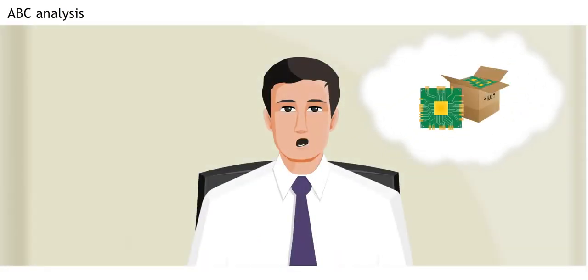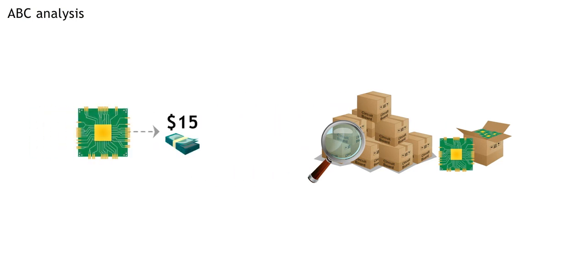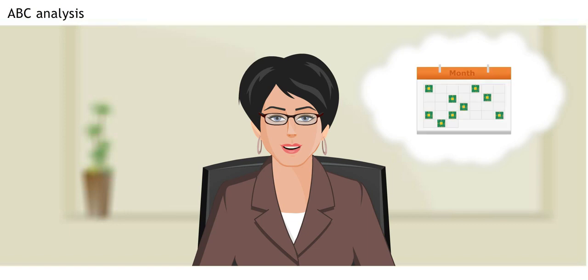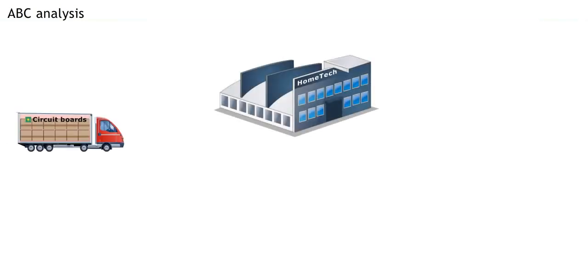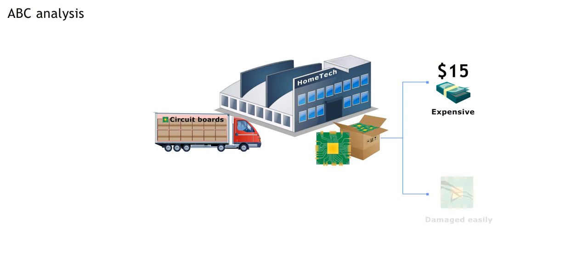Nice. So what about circuit boards? Those are the opposite. Instead of 5 cents, they cost $15 each, so we need to watch them closely. How do we watch them closely? We order them every few days, normally one truck at a time. Not only are they expensive, but they can also get damaged easily.